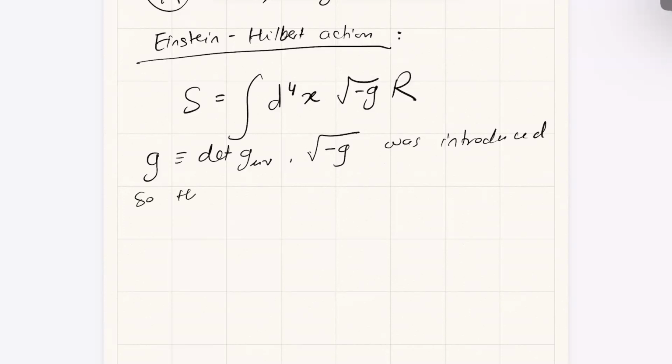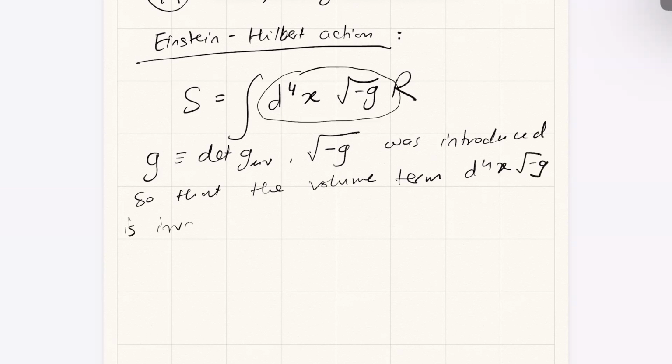Introduced so that the volume term, which is this term over here, is invariant under coordinate transformations. So under coordinate transformation, because we took one of the eigenvalues to be negative, right? Because we're working on a pseudo-Riemannian manifold, like I mentioned last class. So we have one temporal component to be negative. So to abide by that, or to basically simplify that equation, we put a minus in front.